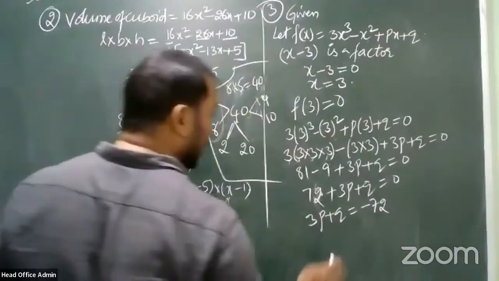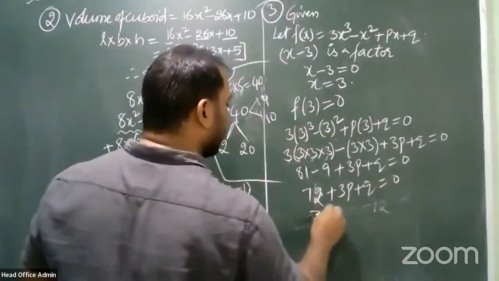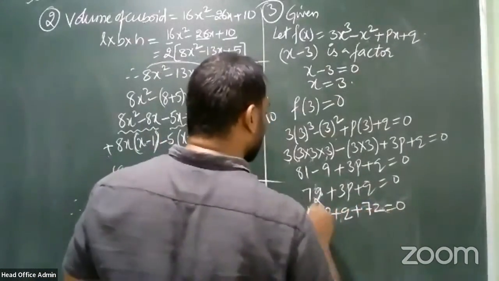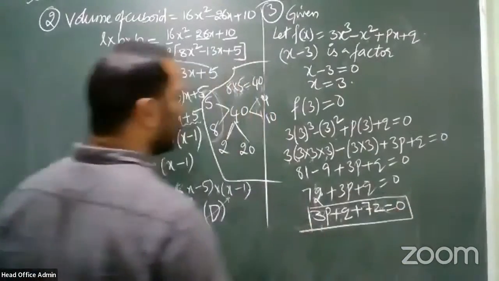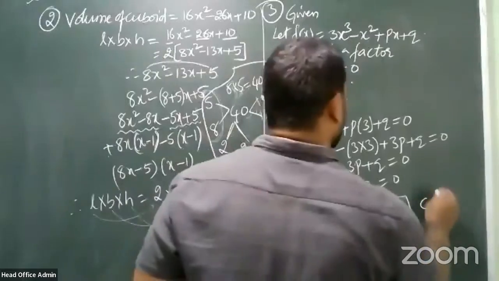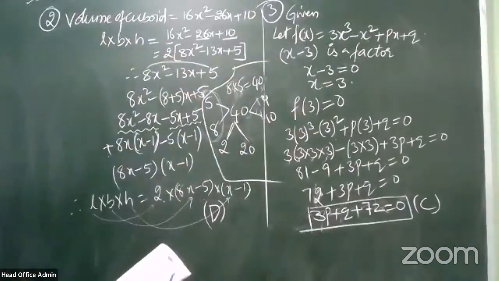Or else, okay, here this is also an option. What is the option? 3p plus q plus 72 equals 0. 3p plus q plus 72 equals 0. This option is there as C. Okay, option C is the answer, right?